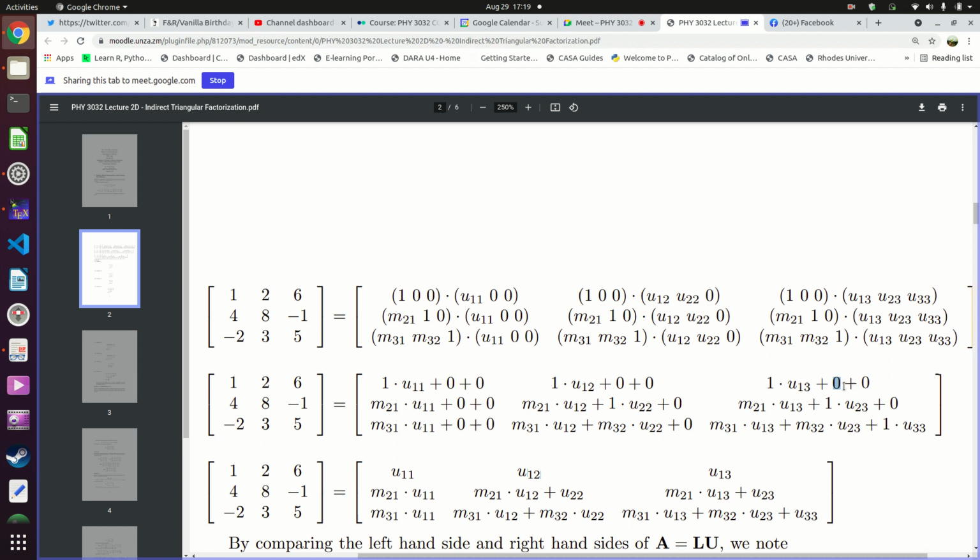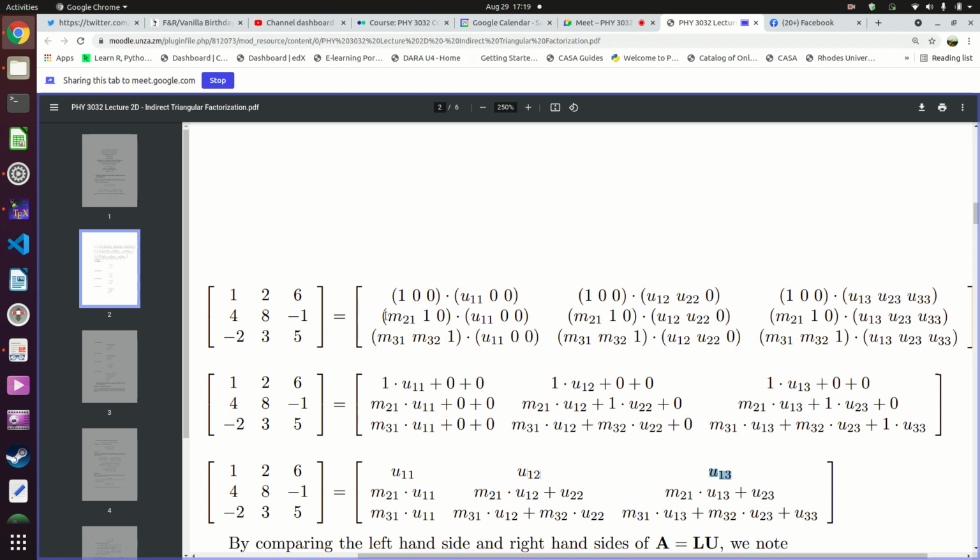You get a 0. Then plus 0 times U33, that's what you have here. So when you add your 1 times U13 plus 0, you end up with U13. Then we move on to the second row.